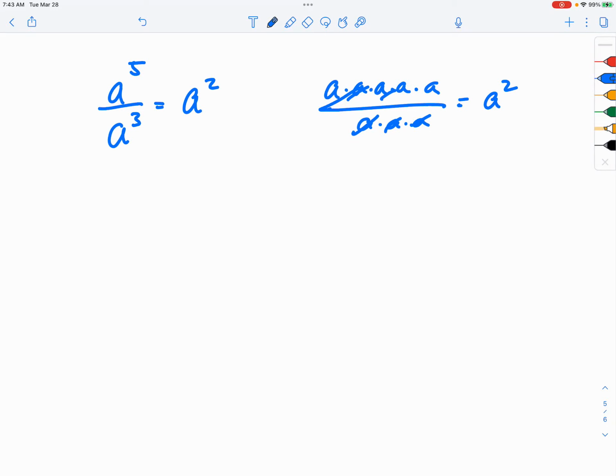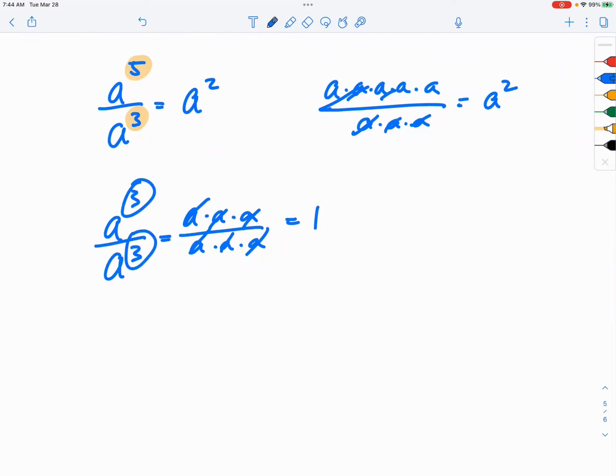And that's how we generate the rule. When you have the same base and they're dividing, you subtract the exponents, right? What's this? Because they all cancel each other out. And if you think about the rule that we just came up with, what do you do with the exponents? Therefore, it's a to the 0 power.